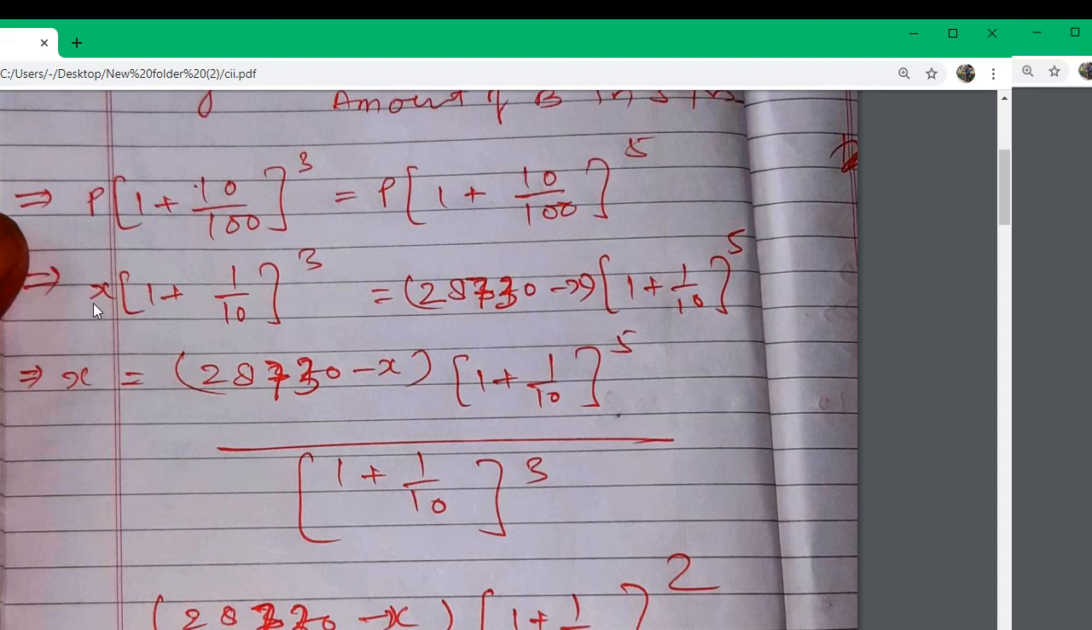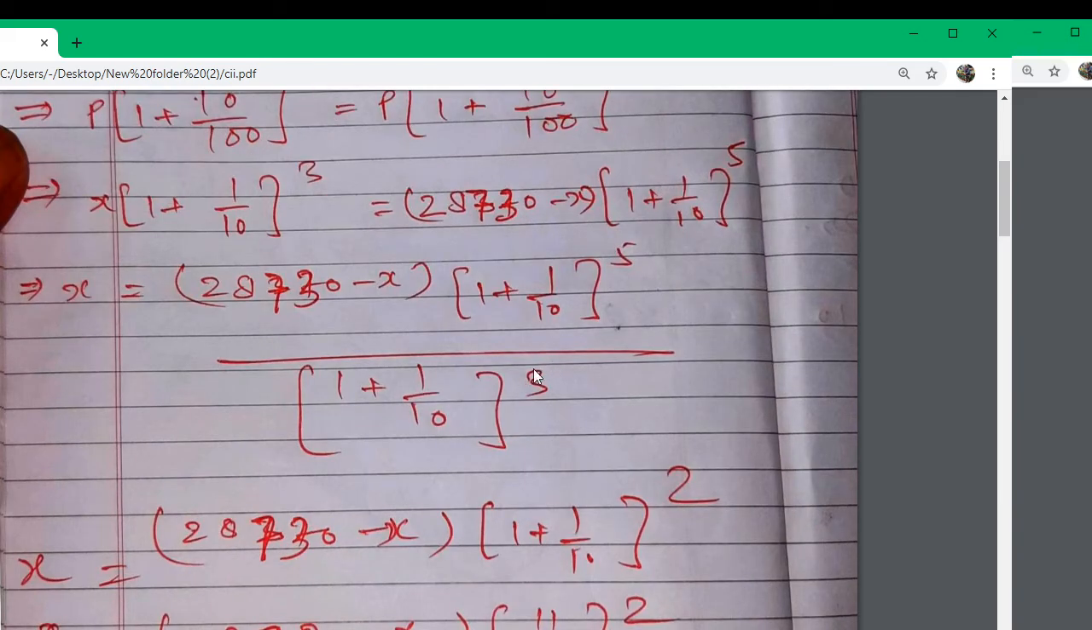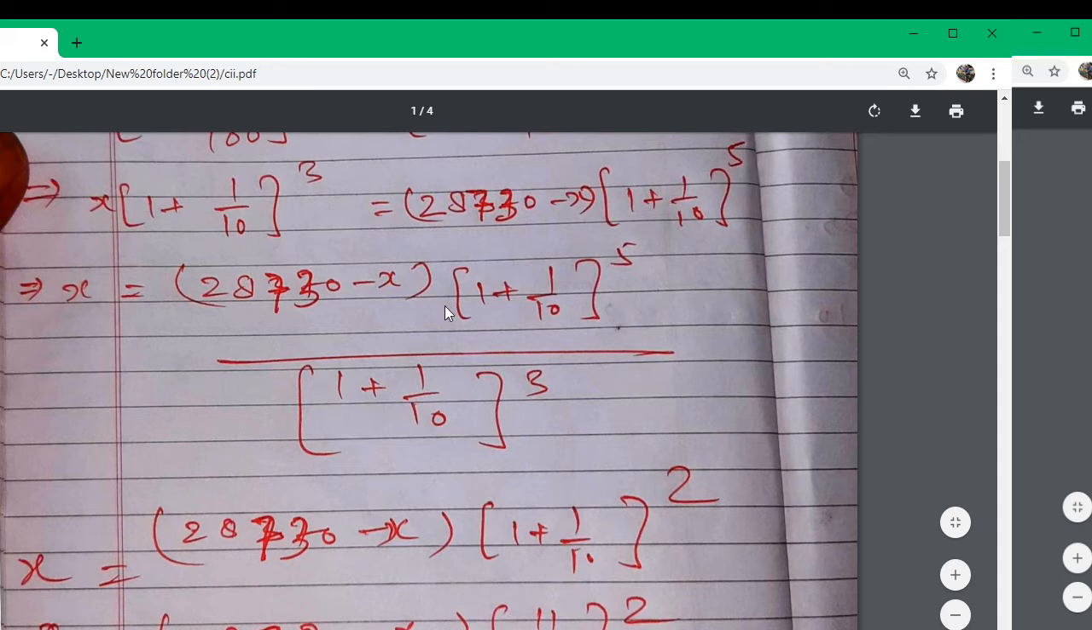I have put x here, and this 1 plus 1 upon 10 to the power 3 is in multiplication here, but when it goes to the right hand side, it will come in the division. So this 1 plus 1 upon 10 to the power 3 has come in the division. So this power 3 will be deducted from the power 5 because the numbers are same. You know that when the base is same, then the powers will be subtracted.